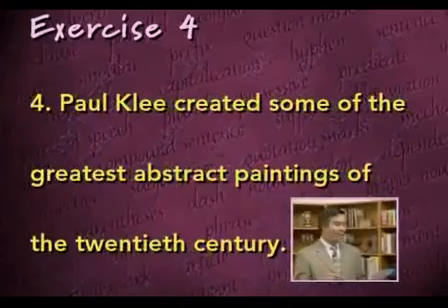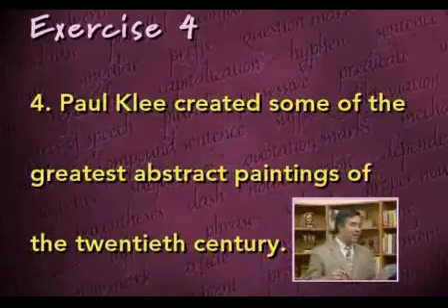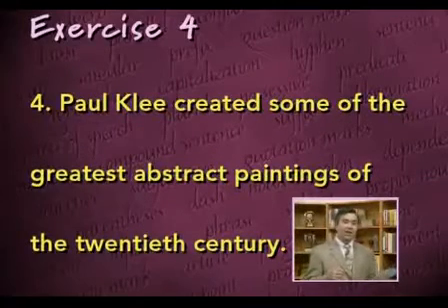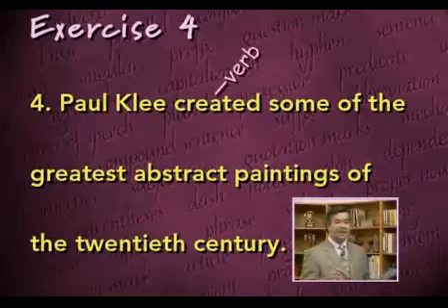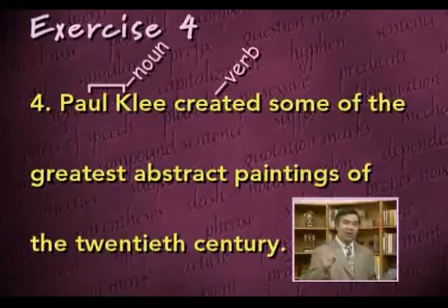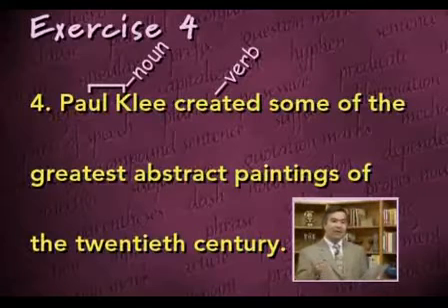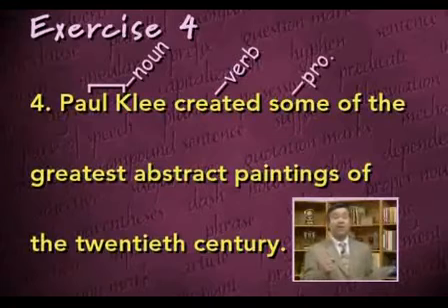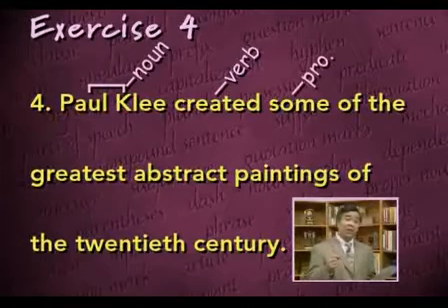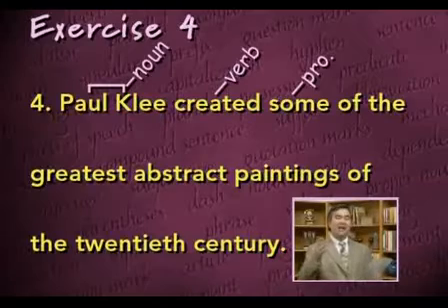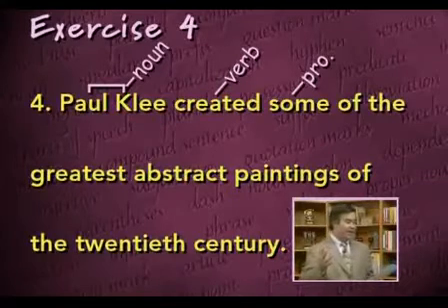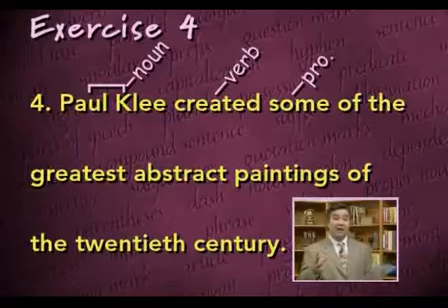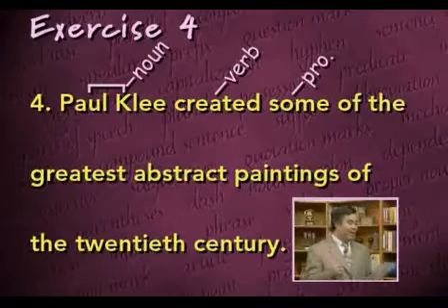So that's how we would identify the various words in this sentence. How about the next example? Paul Klee created some of the greatest abstract paintings of the 20th century. The verb here is created, and the subject is the noun Paul Klee, a proper noun naming a particular person. Now let's look at the rest of the sentence. Some is a pronoun. Remember, we talked a bit about indefinite pronouns, pronouns which refer to some unnamed thing or group of things. And the some here is referring to an unknown or unidentified group. So it is a pronoun, an indefinite pronoun.